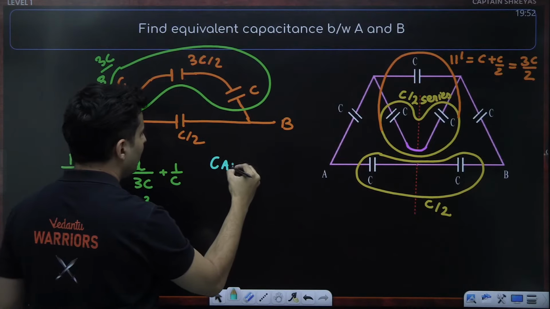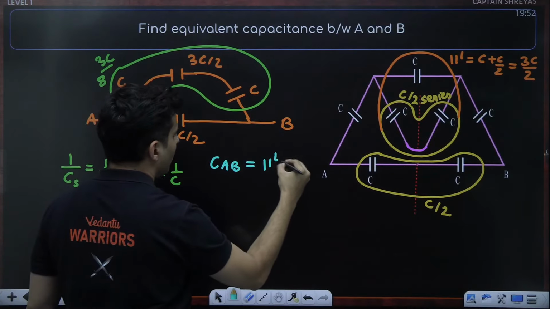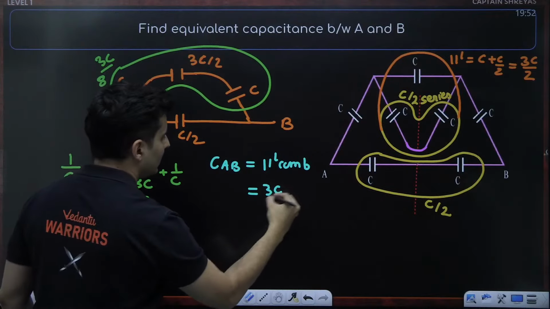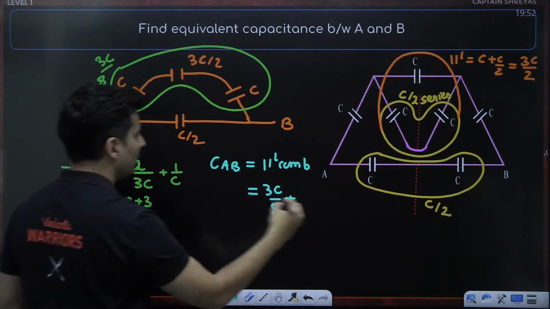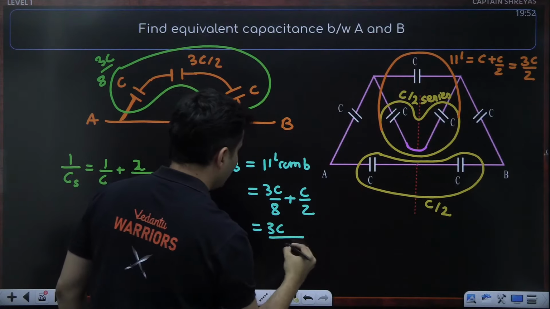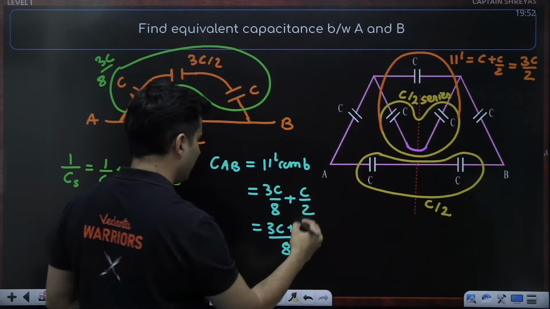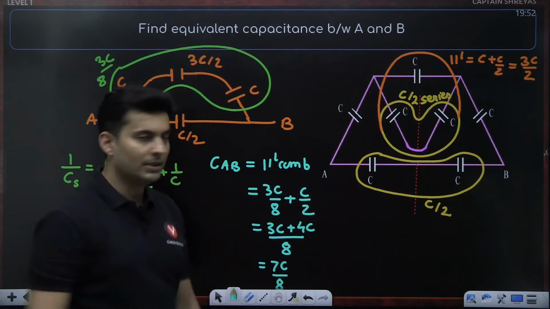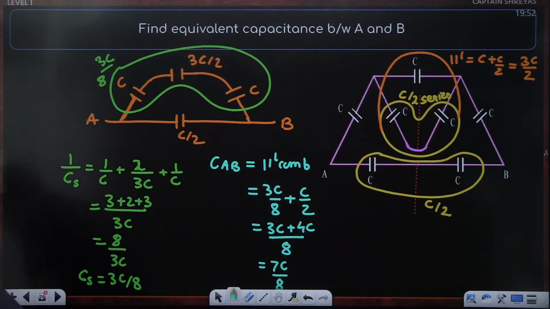So CAB, which is parallel combination, you just will add 3C by 8 to this C by 2. So it will become 3C, LCM is basically 8 plus 4C, which is basically 7C divided by 8. 7C divided by 8. Very good, Siva Kumari. Awesome. Proud of all of you.